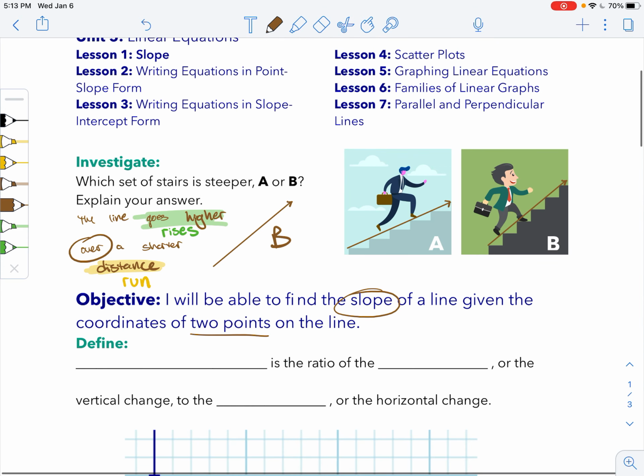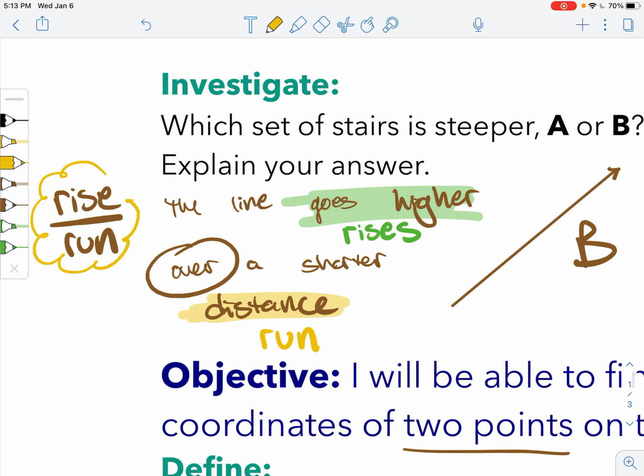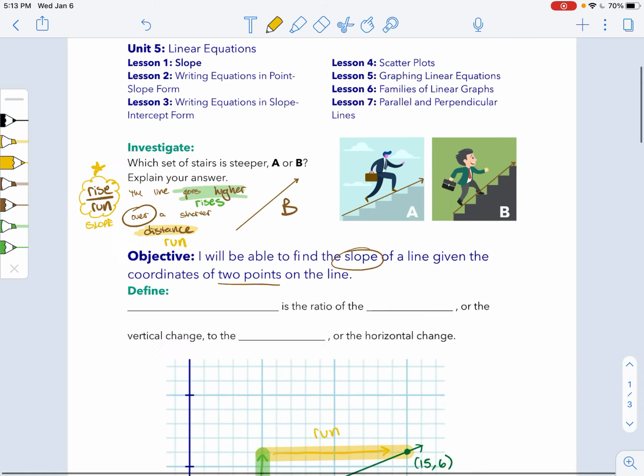And you guys, that's our whole lesson. That's our whole lesson of the day. We have rise over run. Remember that? Love it. It's your key idea. To find the slope is to find rise over run. Cool, right? Now let's do some examples.